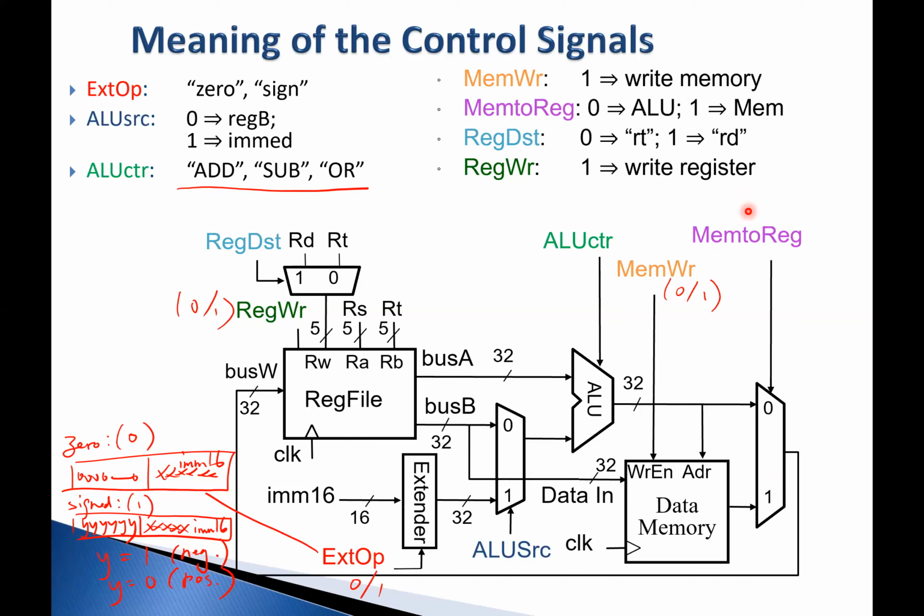So basically you ask yourself, am I writing something from the memory to register? If it's yes, turn it on. If it's no, you allow this line to go through. For example, the regular I format arithmetic, right? Now the data will go to here in your bus W.